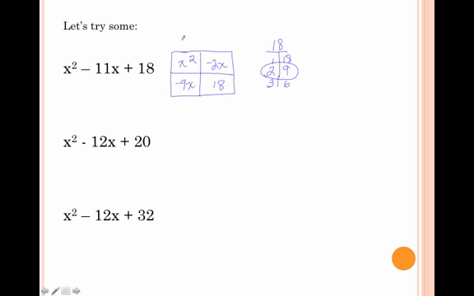Factoring out the greatest common factor, I've got an x here. I've got a negative sign, so this has to be negative. And greatest common factor here, negative is right next to this, so I got to pull out a negative. So my factors are x minus 9 and x minus 2. Go back and make sure that those multiply out to give you the same quadratic.